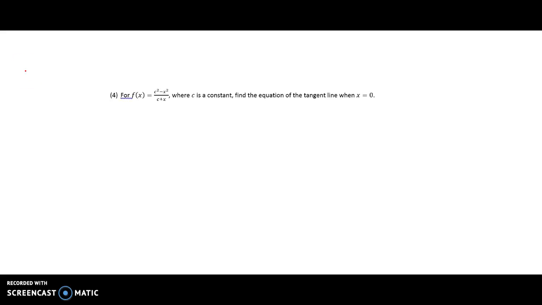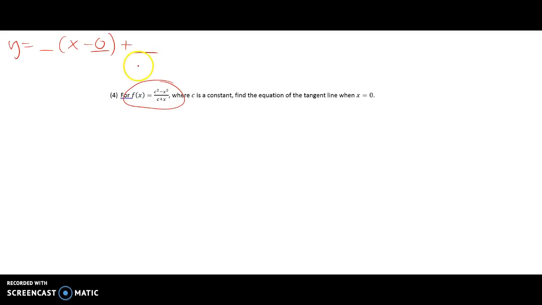So here on number 4, we have our function, and it's expressed to us generically with a random constant called c showing up in our numerator and our denominator. And we want to try to find the equation of the tangent line when x equals 0. So just like the last problem, I'm anchoring myself in this template, and I know that I've got 0 for my x value.